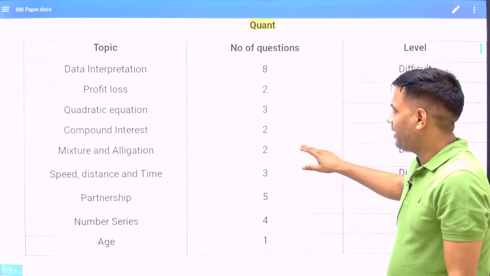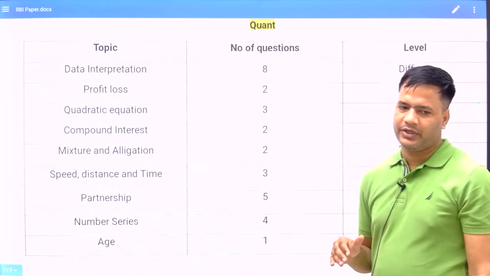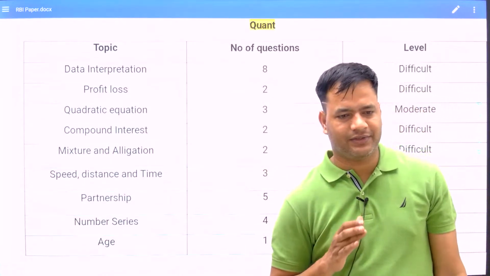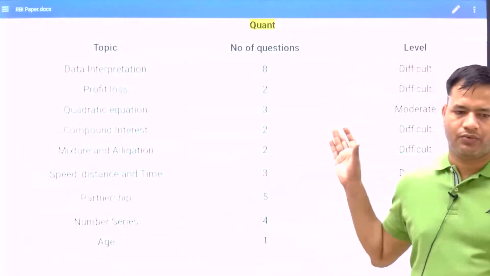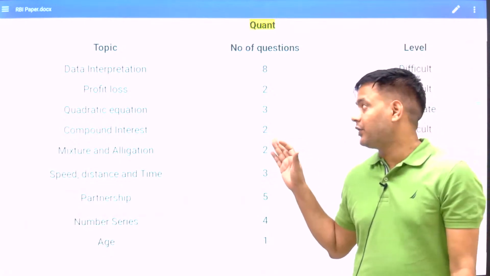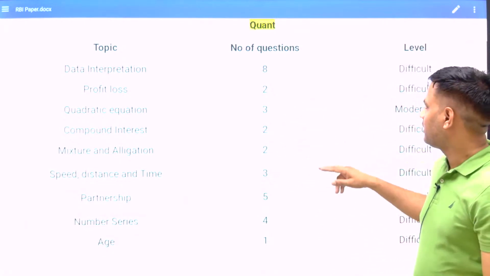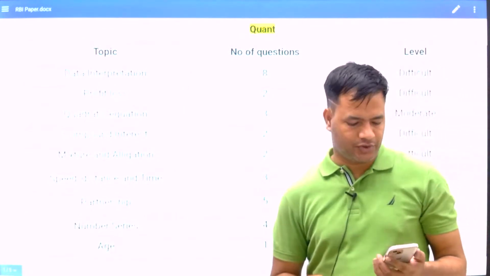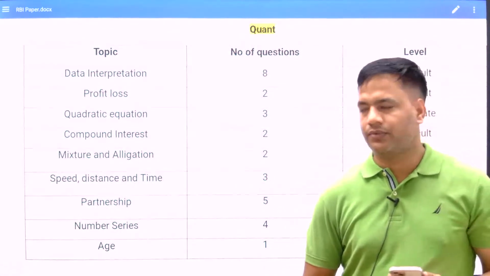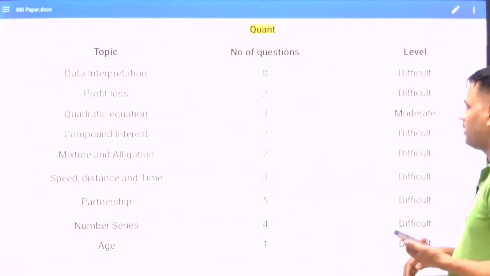It may vary, but based on the feedback and the analysis of the previous year, the sectional cutoff may vary from 9 to 12 for the reasoning. Next is quant, data interpretation. 8 questions were there. Questions were of difficult level.